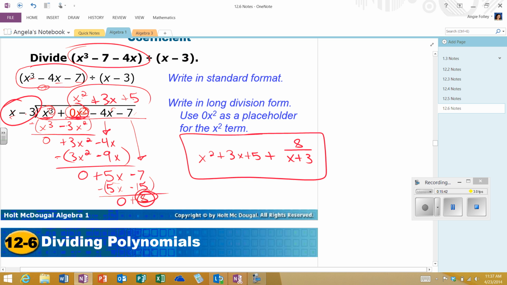And if you're missing a term, so this didn't have the x squared part in between the x and the x cubed, you have to put a 0 placeholder in order to do it. So that's something you really want to remember. Okay, and that is all.